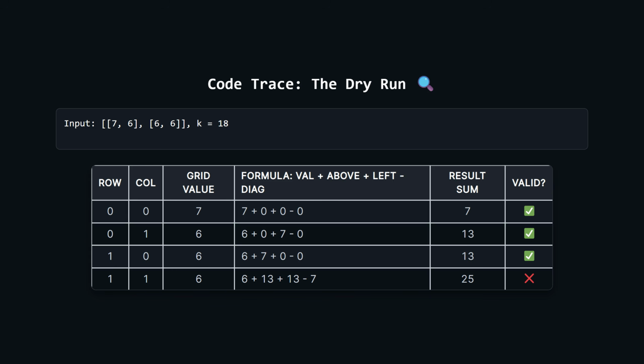Finally, the big box at the bottom right. We take the current 6, add 13 from the left, 13 from above, and subtract the 7 that was shared. We get 25, which is too big, so our final answer is 3.